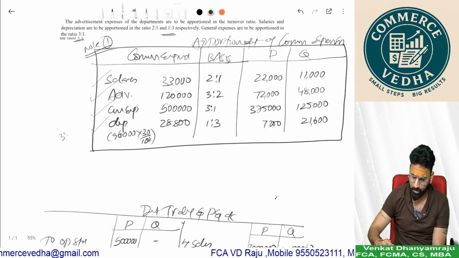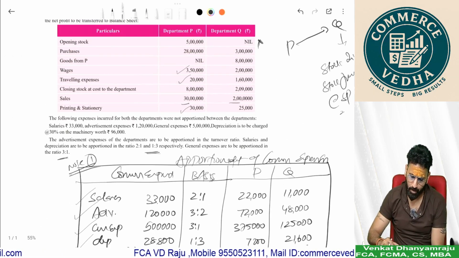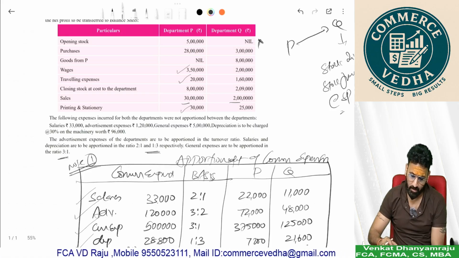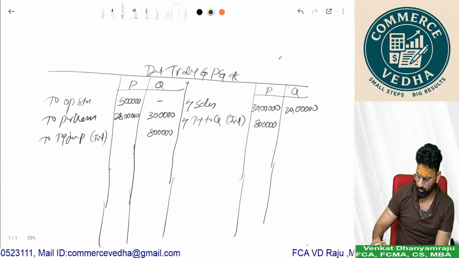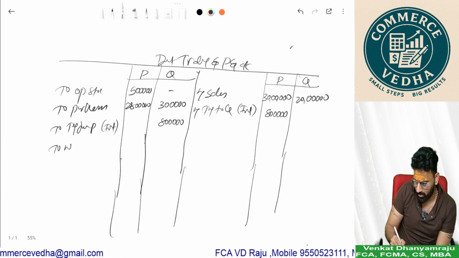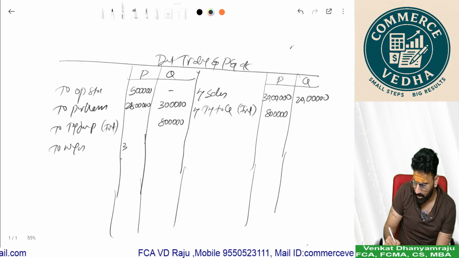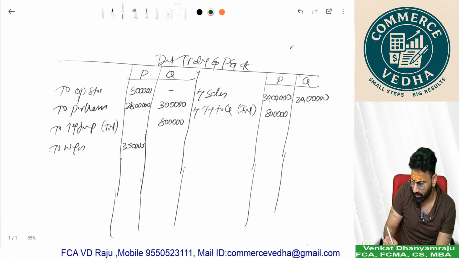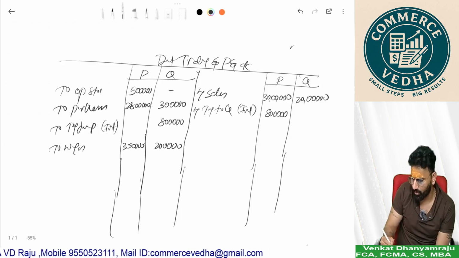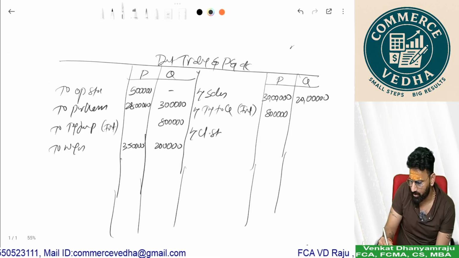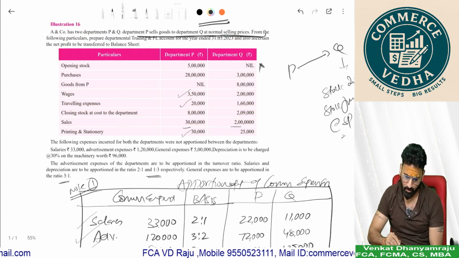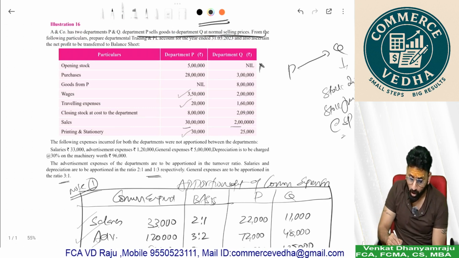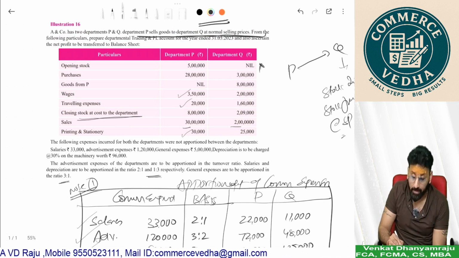What else is left over here? Purchases done, goods done, wages. So wages 3,50,000 and 2 lakhs. And by closing stock, what is the closing stock? Closing stock is 8 lakhs at cost to the department.